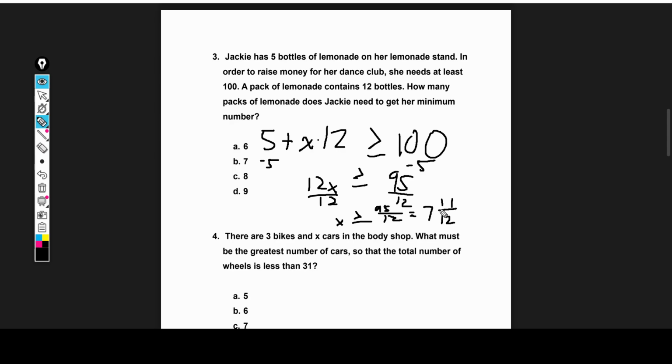And the smallest number that's greater than 7 and 11/12 is 8. Because if you draw a number line, there's 7 here and there's 8 here. 7 and 11/12 would be about here, very close to 8. So 8 will be just over. So our final answer should be 8.